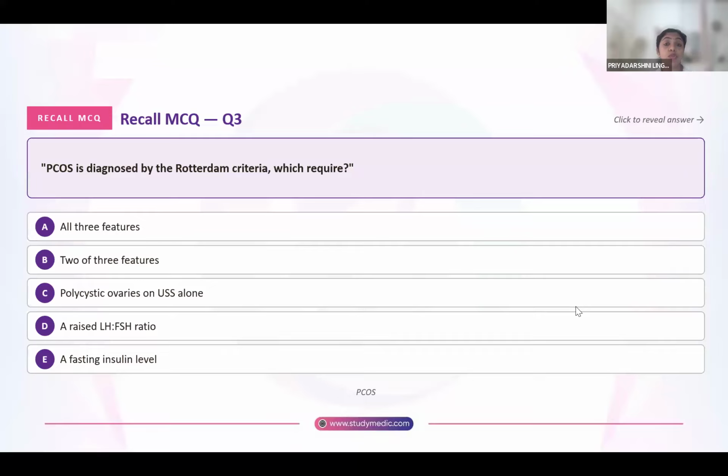So coming to another key clinical scenario. PCOS is diagnosed by Rotterdam criteria. So what does the Rotterdam criteria require?